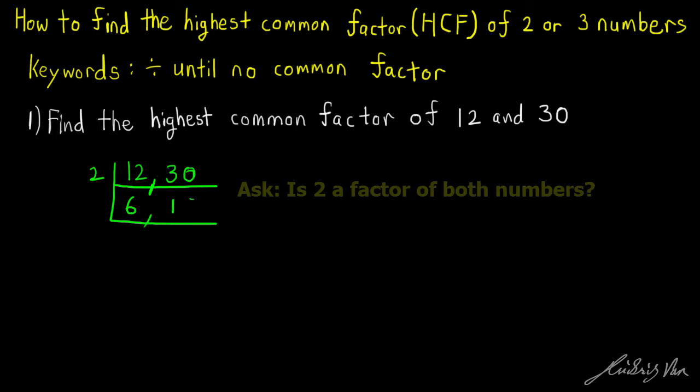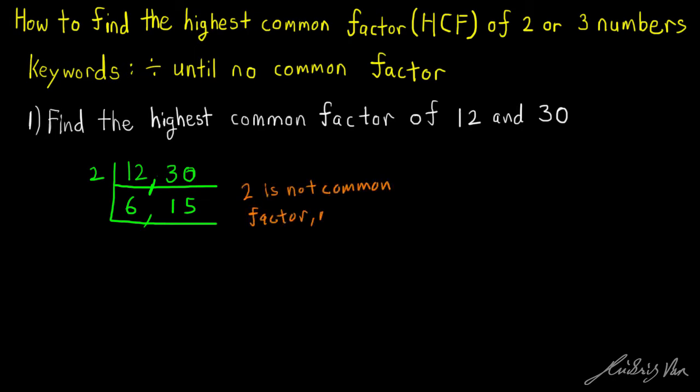Then we ask ourselves this: is 2 a common factor of 6 and 15? No, it's not. It's only a factor of 6. 15 cannot be divided by 2. So since 2 is not a common factor, we move on to the next prime number, which is 3. So is 3 a common factor of 6 and 15? Yes. 3 is a common factor of 6 and 15. So we divide both numbers by 3, and we will end up with 2 and 5.